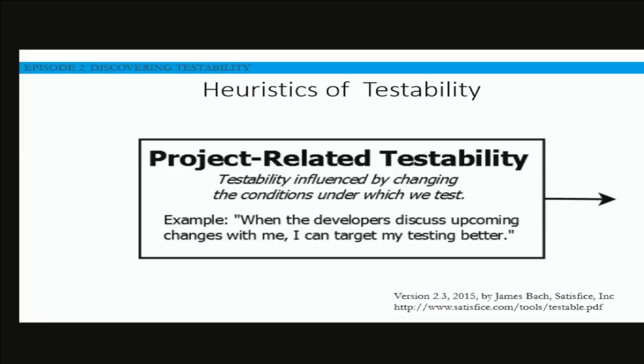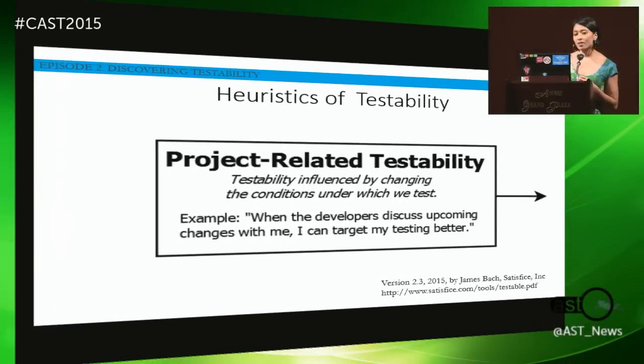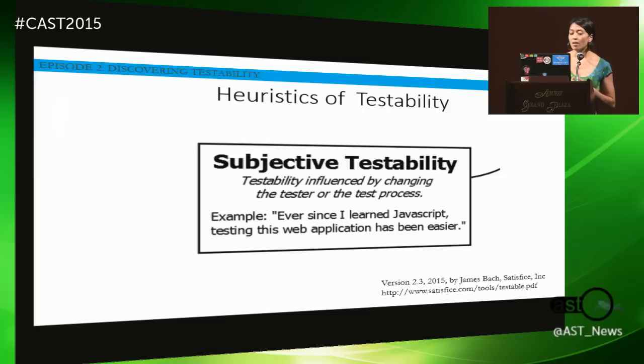So if we look at my first example with Anna, and the troubles that she had in getting the build to be able to test, this is a typical example of project-related testability. And for her, this one was very low. If we look at the second one here, subjective testability, that's about me as a tester, about the knowledge I have about testing the product, about skills I have.